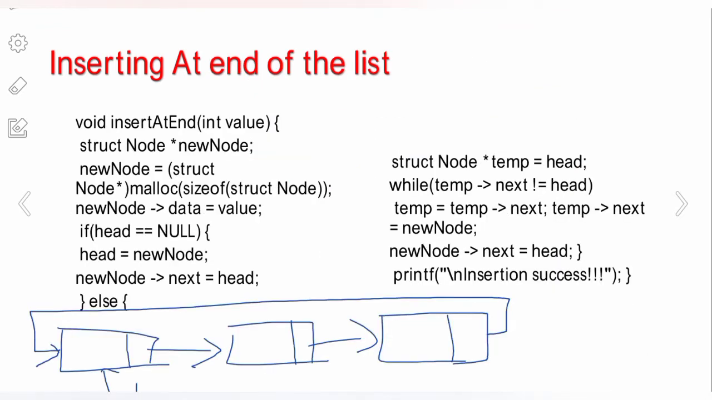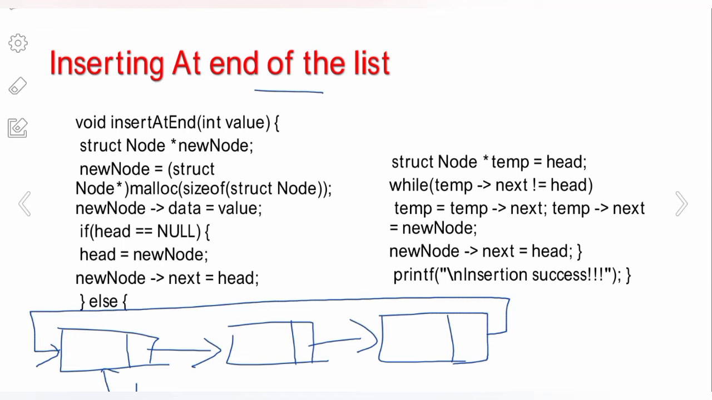Next one is inserting at the end of the linked list. Here also we are going to create the new node first of all, by pointing the pointer to the new node, and then we are allocating the size using the malloc function. New node implies data equals value, so we are inserting the value in the data part.